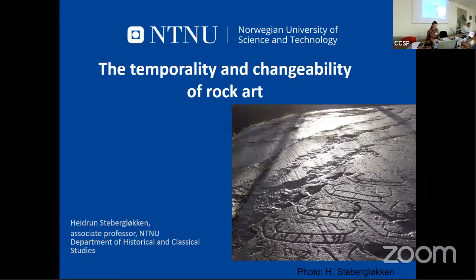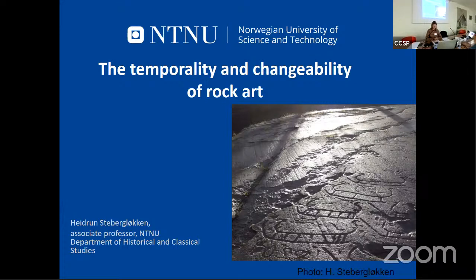Okay, then I'm going to start with my presentation. And we are now introduced how looking at landscape at the macro and micro level can be important to understanding the context and meaning behind the rock art. So today I'm going to look at landscape from different levels, but also looking at other than human elements as different agents to understand the temporality and changeability of rock art.